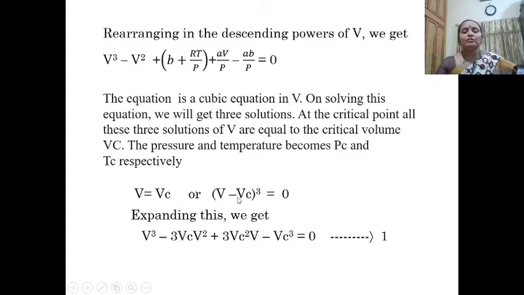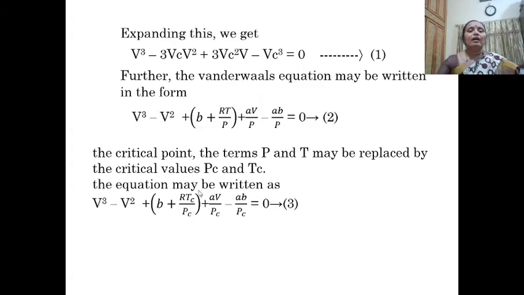So, I am going to rearrange it and take the cube of it: V minus Vc cube is equal to 0. I am now going to expand this equation. V minus Vc cube will be V cube minus 3Vc V square plus 3Vc square V minus Vc cube.